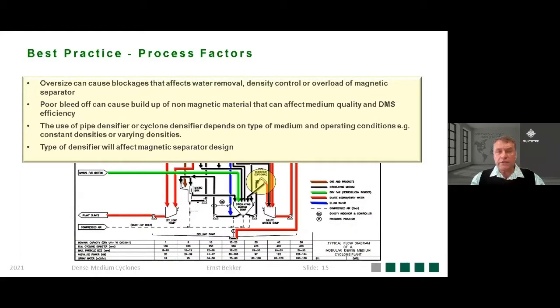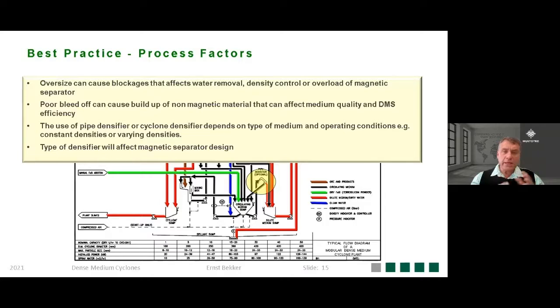Then on the densifier, and later in the presentation I'll talk a bit more about the densifiers, because these densifiers are small diameter units, you can have blockages if there's foreign material in the feed line to the densifiers. And as soon as the densifier gets blocked, your water removal ability is reduced, and that can cause problems with density control if you can't get rid of all the water, or some of the water, in your circulating media sump. And because the overflow goes to the dilute circuit, all of a sudden there's more magnetic material going onto the magnetic separator section.